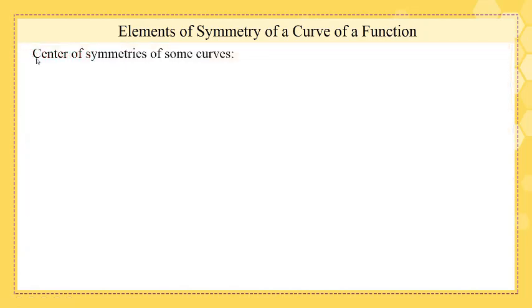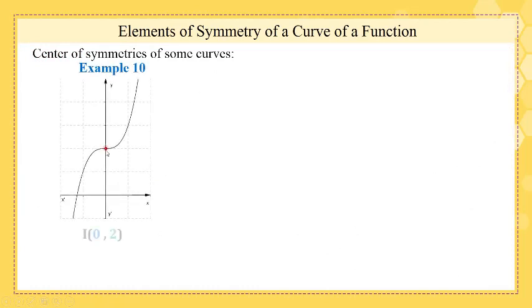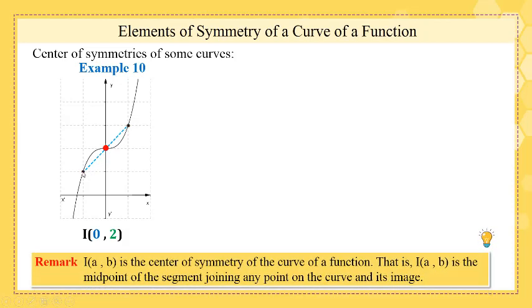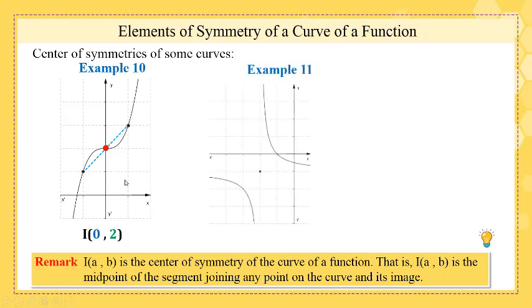Let us see centers of symmetry of some curves. I is the center of symmetry of this curve. The symmetric of a point on the curve with respect to I is also a point on this curve. That is, I is the midpoint of the segment joining a point on the curve to its image. Similarly for the other curves.